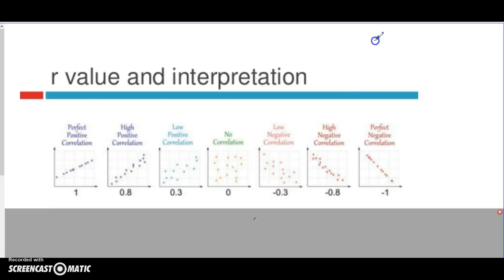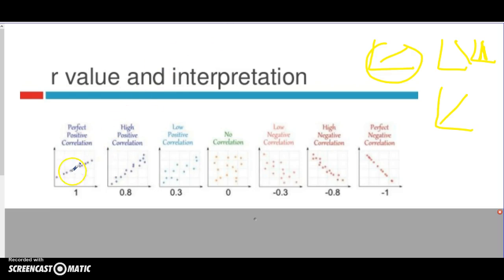So when we talk about the R value, we talk about positive and negative. Now remember, this is positive correlation because it goes up. This is negative because it goes down. A stronger R value doesn't mean that it's a steeper line. Okay, this is not a better R value than this one over here, and this is not a more negative R value because it's very straight up and down than this one here.